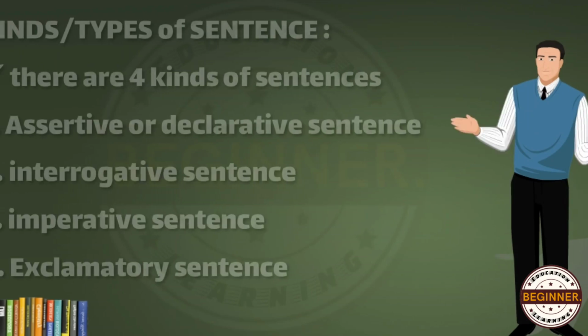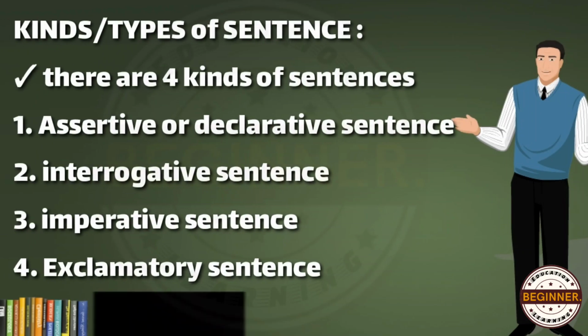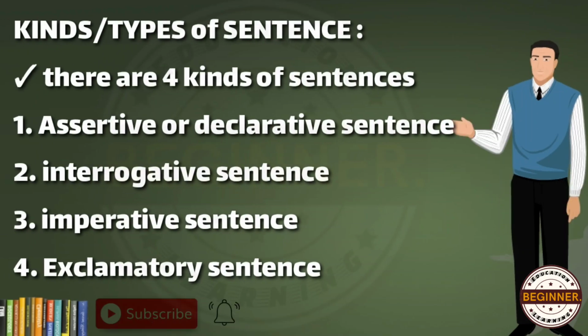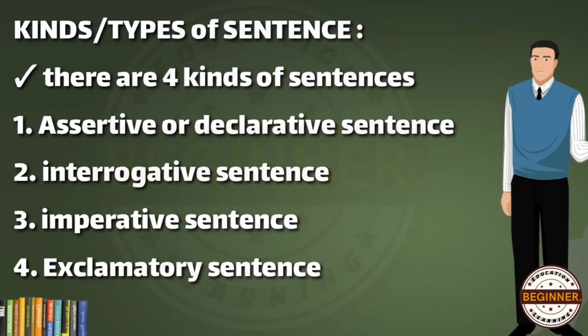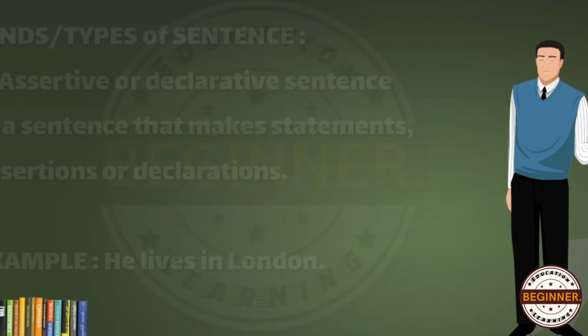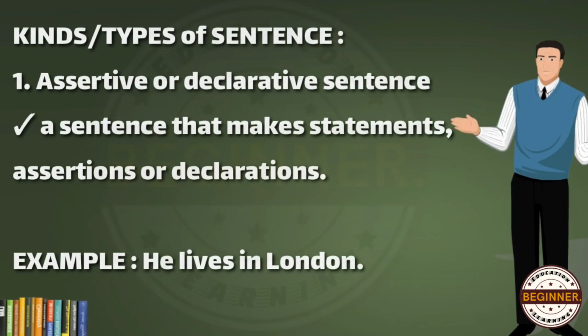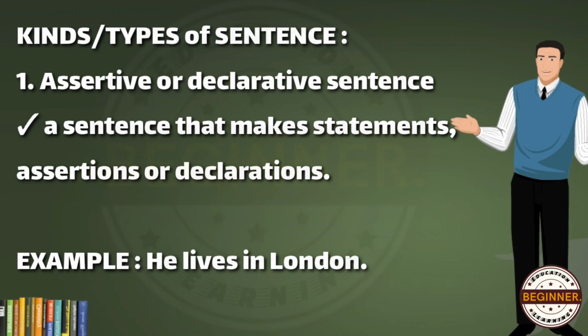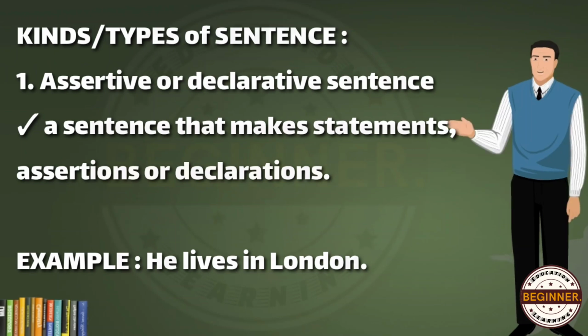Dear students, what are the types of sentences? There are four kinds of sentences, namely assertive or declarative sentence, interrogative sentence, imperative sentence, and exclamatory sentence. Now we will learn one by one. Number first, the assertive or declarative sentence.